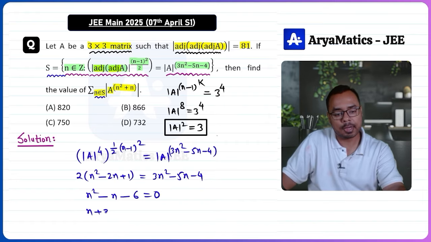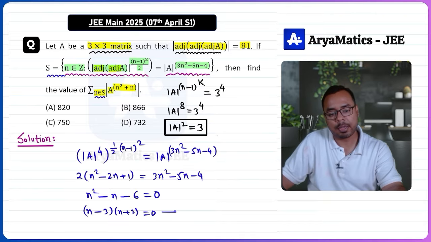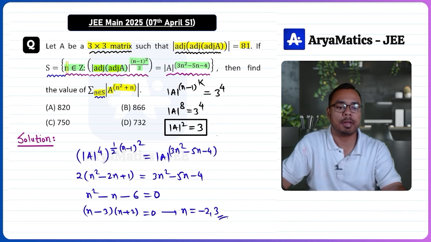From here clearly you can see that factors will be n minus 3 and n plus 2. And if this is 0, so from here we are going to get two different values of n. We'll get n as minus 2 and plus 3, and both of these are integer only, right?